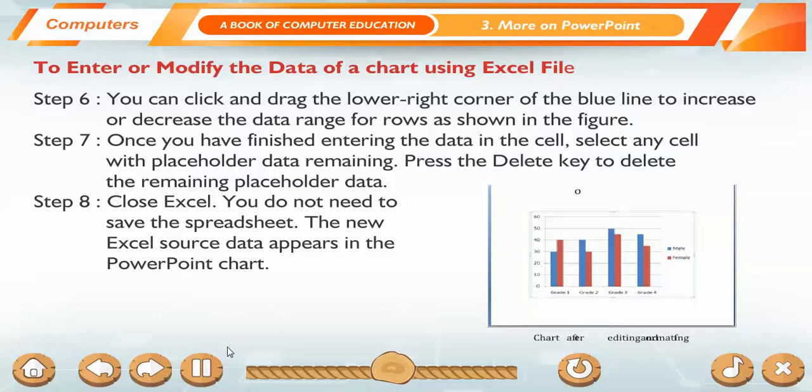Step 6. You can click and drag the lower right corner of the blue line to increase or decrease the data range for rows as shown in the figure. Step 7. Once you have finished entering the data in the cell, select any cell with placeholder data remaining. Press the delete key to delete the remaining placeholder data. Step 8. Close Excel. You do not need to save the spreadsheet. The new Excel source data appears in the PowerPoint chart.